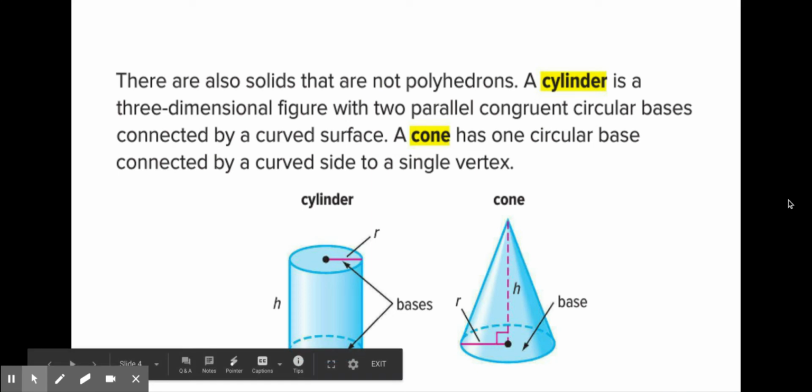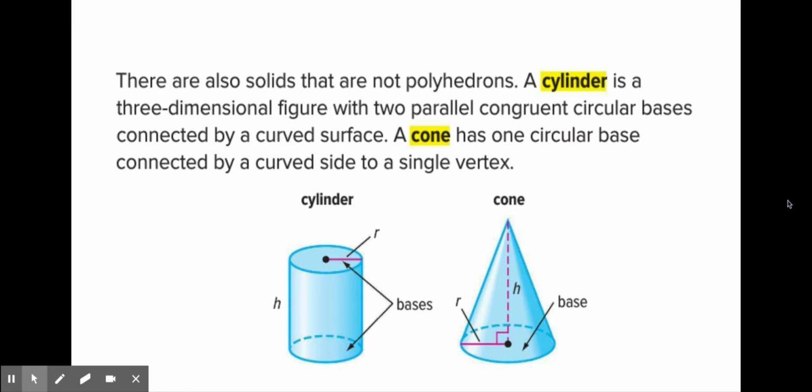Okay, picking up where we left off. Not all shapes are polyhedrons. For example, a cylinder is a three-dimensional figure with two parallel congruent circular bases connected by a curved surface. It's not considered a polyhedron because everything's kind of curved.